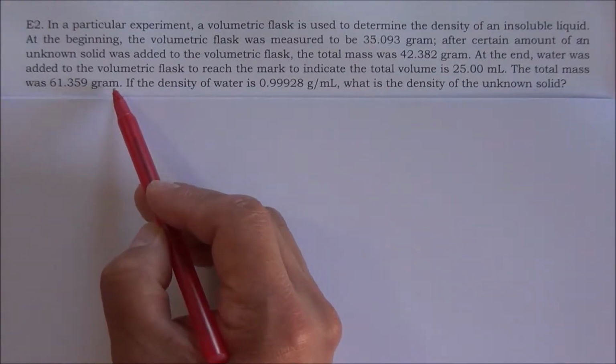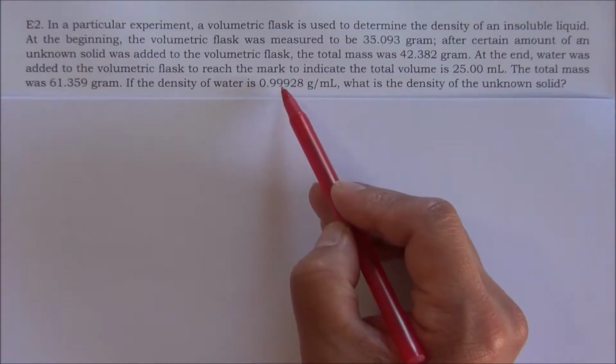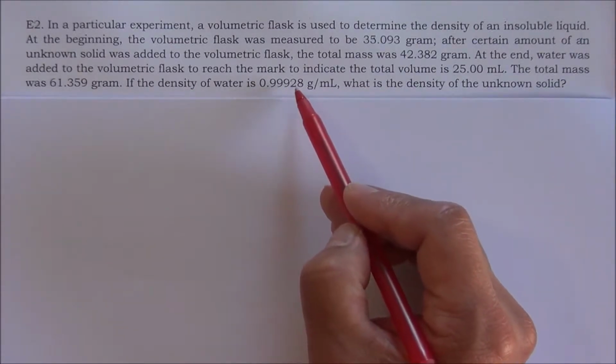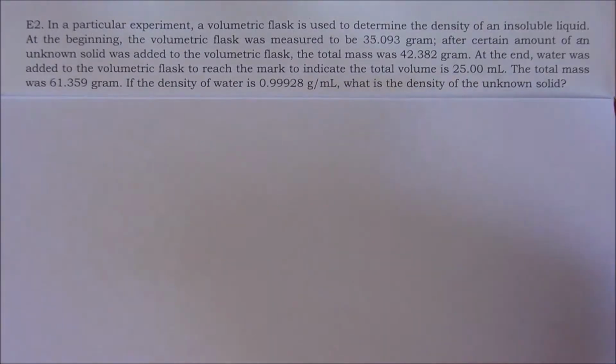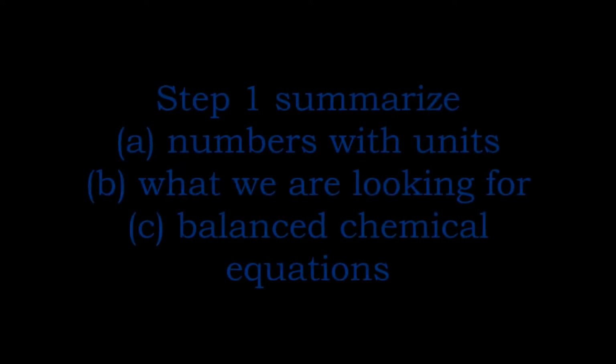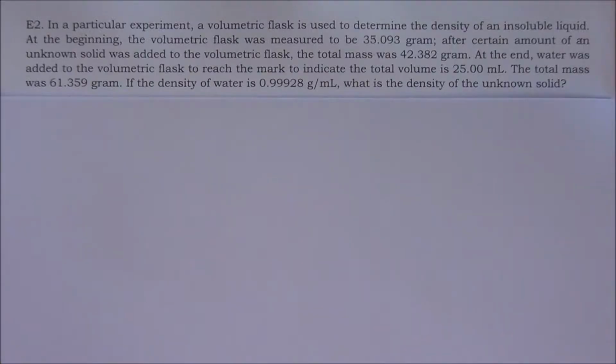61.359 gram. If the density of water is 0.99928 gram per milliliter, what is the density of the unknown solid? The first step to use SAW is to summarize. To summarize means we will rewrite the most important information.